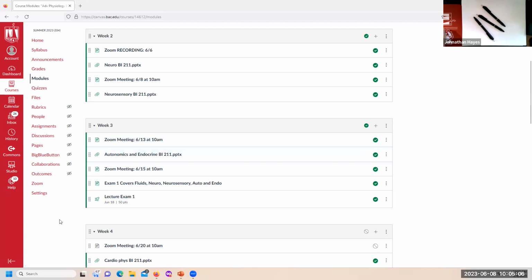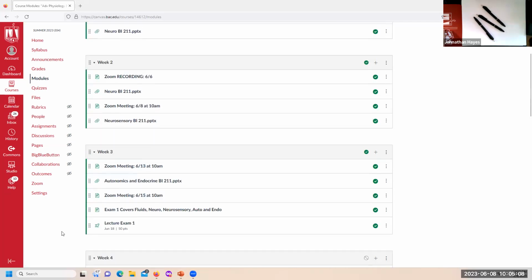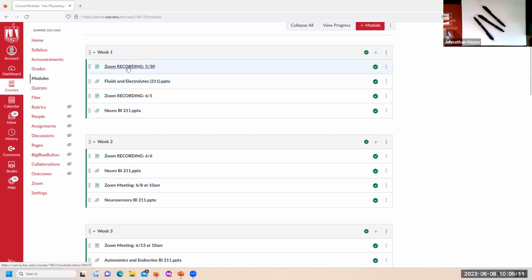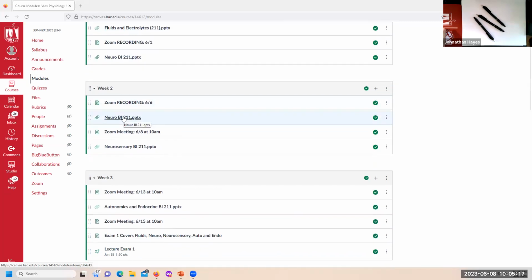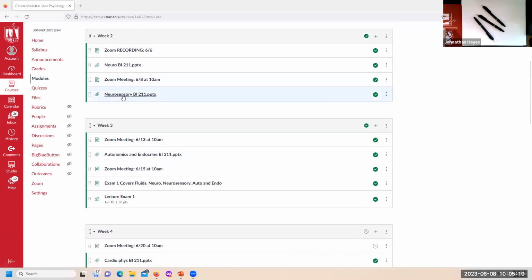So again, overall, we're still doing fine. Our first week, we had a little bit of fluids and electrolytes. We started working on neuro. We're still working on neuro now. We will get neurosensory done either Thursday or Tuesday, and we'll finish autonomics and endocrine by the end of next week. And that still keeps us on pace.